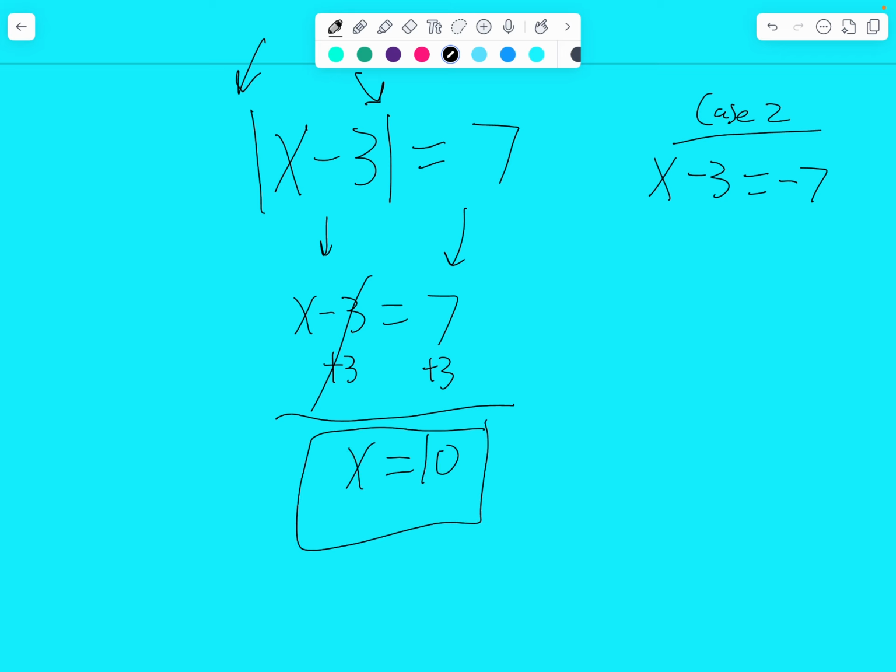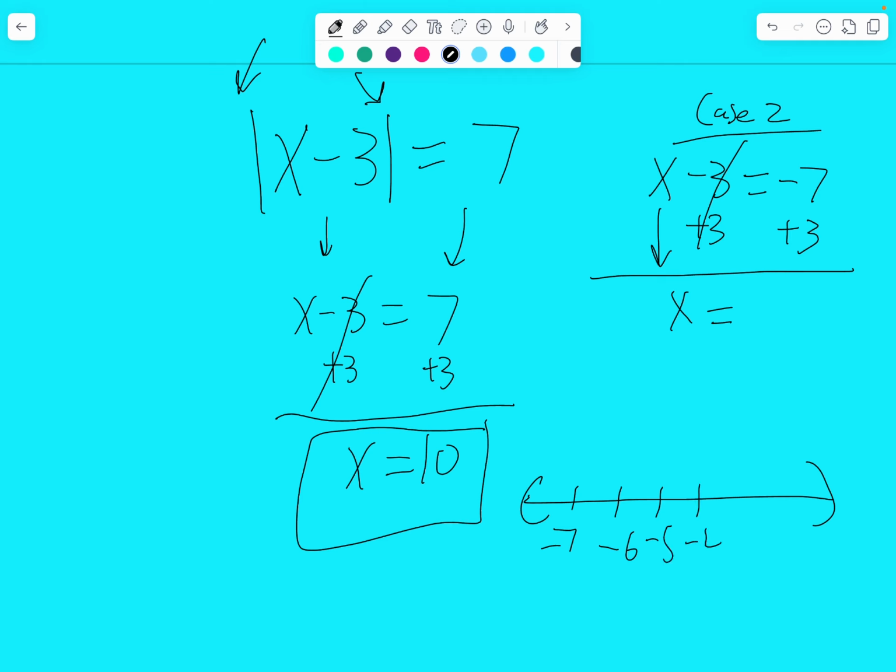The second case, I'm going to add 3 to both sides. What's negative 3 plus 3? 0, right? So just bring down the x. And then you have negative 7 plus 3. So we can do a number line, so maybe we should just do that really quick.